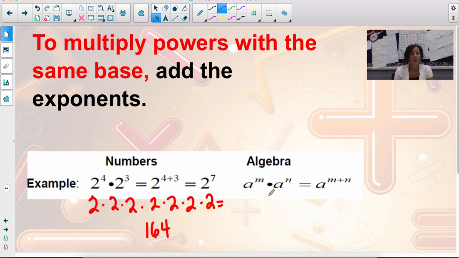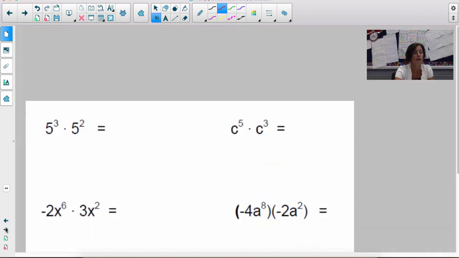Algebraic-wise, we can't simplify it too much. The base is a in this example. We're going to add the m and the n together, and just a is to the power of m plus n, whatever that case may be. You'll see in the examples right now how it works algebraically.